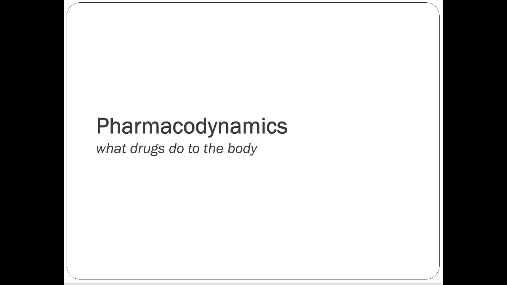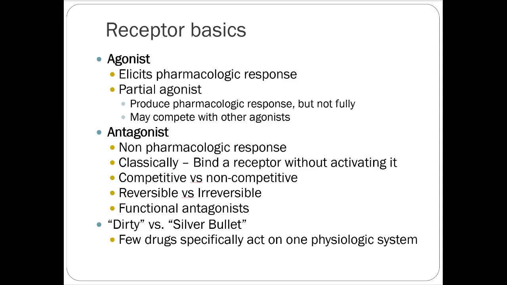So pharmacodynamics as a definition is really simply what drugs do to your body. And there are some basic concepts here that I think are important. Again, we'll come back to a lot of this terminology throughout the course. So receptors. Most drugs interact with some kind of receptor, and they're going to interact as an agonist or an antagonist. An agonist elicits a pharmacologic response, which means that it's working with the receptor and causing something to happen. An antagonist is classically something that's going to bind to a receptor and not activate it at all.